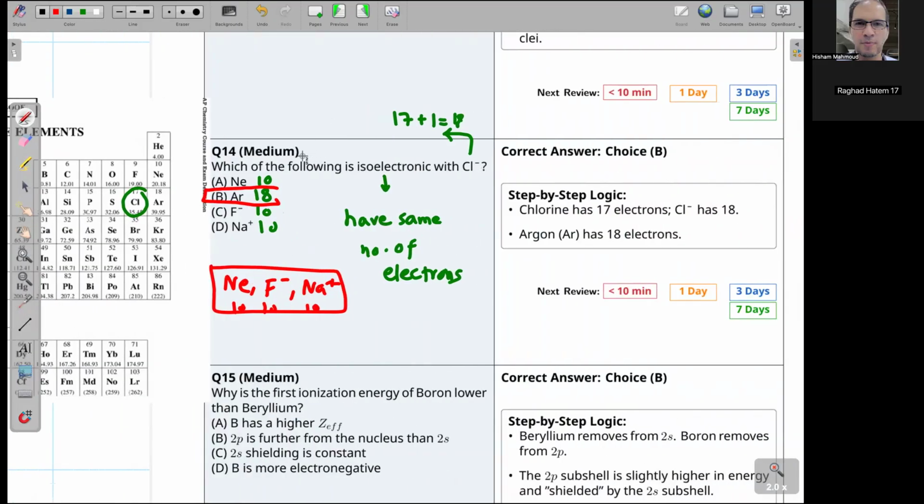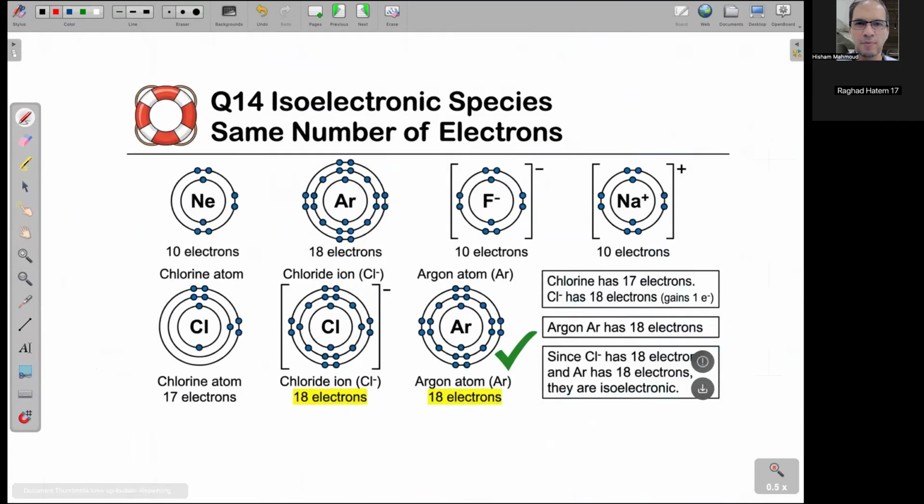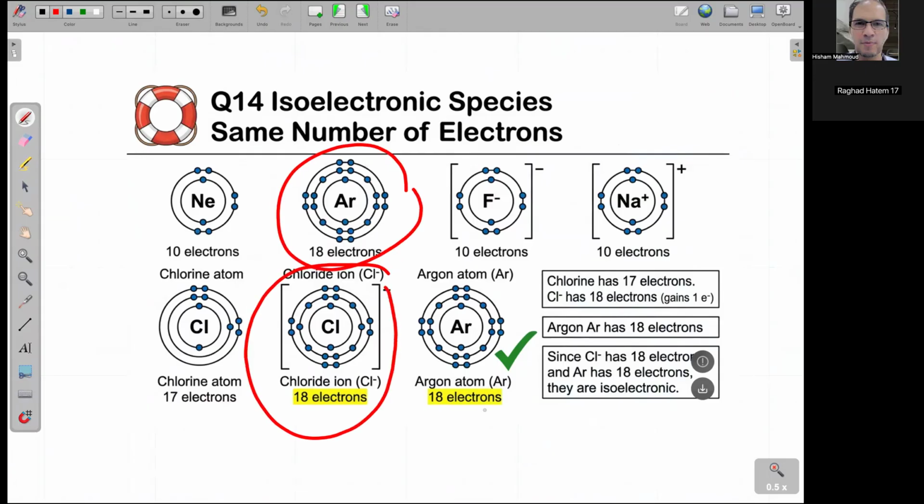So let's revise this with the slide again. Neon has 10 electrons, argon has 18 electrons, fluorine has 10 electrons, and sodium has 10 electrons. The chloride ion has 18, so this is the similar one. So this is the correct one, similar to it, the argon.